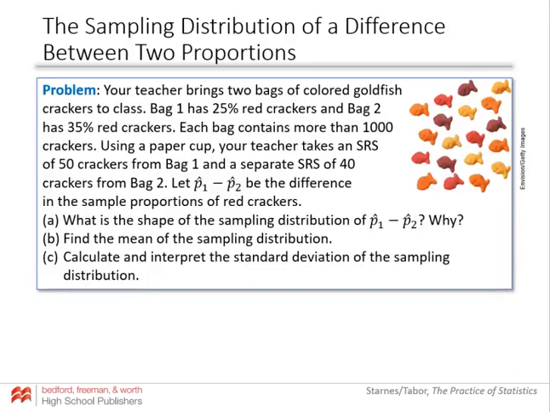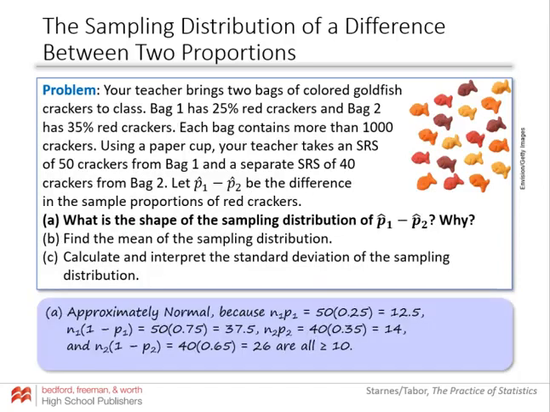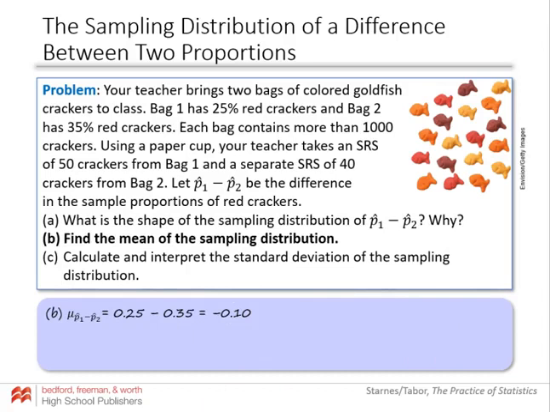All right, so let's run through an example. Okay, you can pause and read this. Okay, so for the shape of the sampling distribution, we're checking large counts. Okay, so n1 times p1 and n1 times 1 minus p1. And then do the same thing for the second school. All of these numbers are bigger than 10, so the sampling distribution is approximately normal. Then when we want the mean of the sampling distribution, we're looking at our two population numbers. So bag 1 was 0.25, 25% red crackers, and bag 2 was 35%. So 0.25 minus 0.35 is negative 0.1.